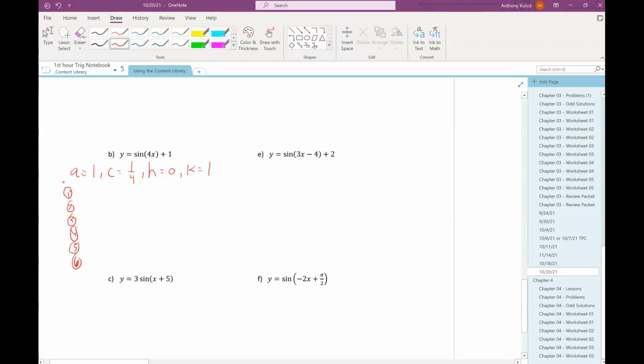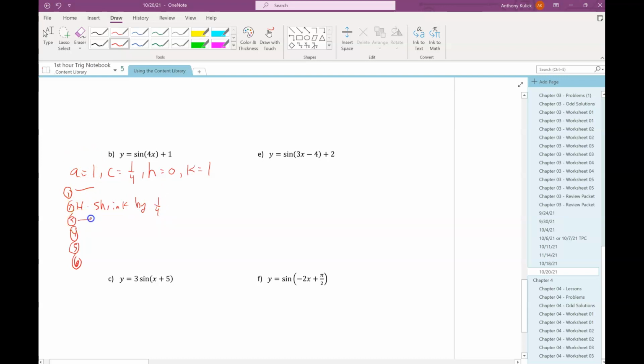The order in which I do them is I do the stuff for C, then I do the stuff for A, and then for H, and then for K. So for C, I do the reflections first. Since the C is positive, there's no reflection. And then since the absolute value of C is less than 1, this is a horizontal shrink by a factor of 1/4.